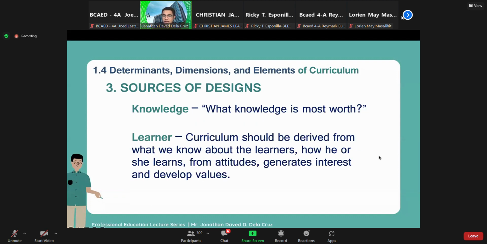Knowledge, again, what knowledge is most worth? Ibig sabihin, ano yung knowledge na pinakakailangan matutunan ng bata? Okay? And of course, learners. Learners' curriculum should be derived from what we know about learners, how he or she learns from attitudes, generates interests, and develop values.